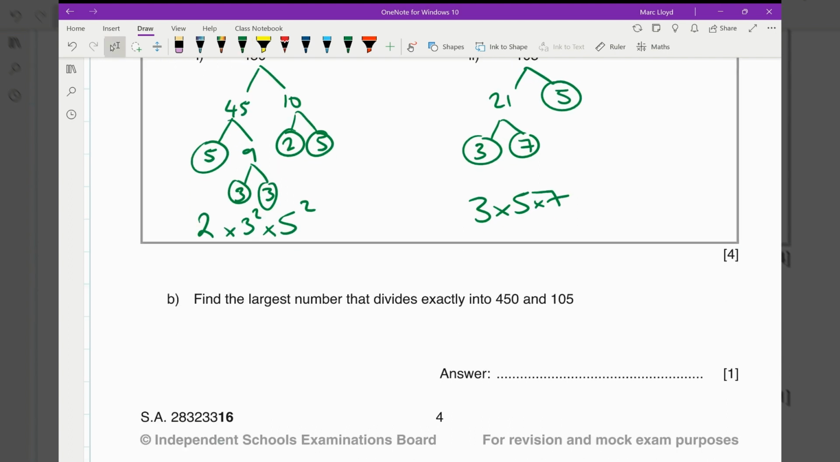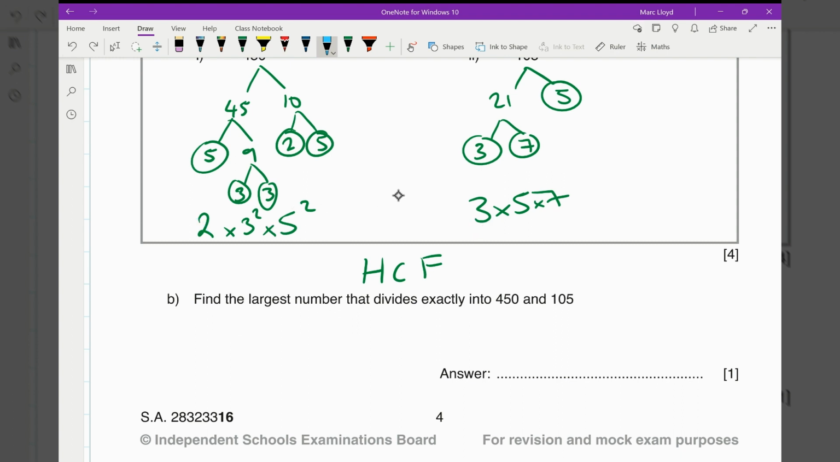Right, find the largest number that divides exactly into 450 and 105. And I had to stop and think about this one because they've used some slightly different language. Largest number that divides is going to be the highest common factor. So a 2, that is not common in either of these. I shouldn't do that over because that's my answer. Don't do that. So the 2 won't work.